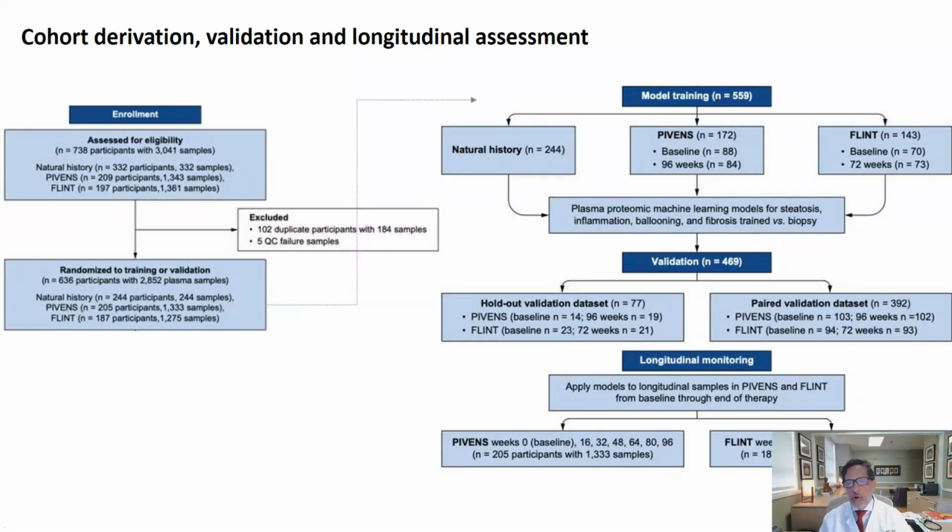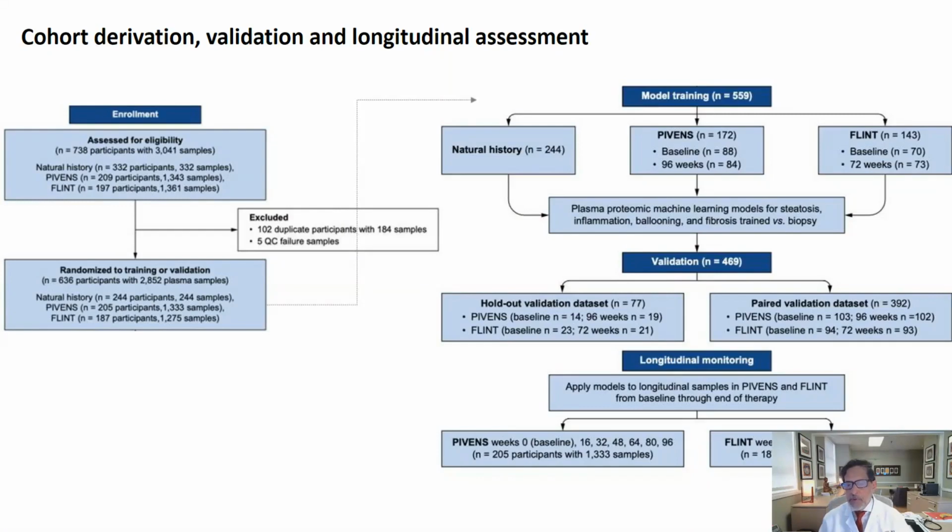We had a total of about 559 patients, and they were derived from 3 of the NASH CRN cohorts: a natural history cohort, the PIVENS clinical trial, which was placebo, vitamin E, and pioglitazone over 96 weeks, and then the FLINT trial, which was obeticholic acid for NASH.